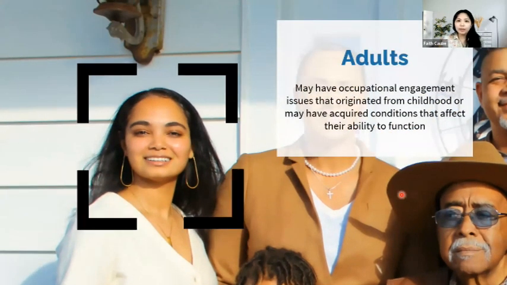For adults, maybe those children who have congenital conditions grow up to become adults. And of course, they'll still have occupations that they'll have difficulty doing. But more commonly are adults who acquire conditions like traumatic brain injury, like after an accident, usually a motor vehicular accident, a spine injury, or nerve issues like carpal tunnel syndrome, mental health issues like depression, bipolar disorder, all of which affect their ability to do things.